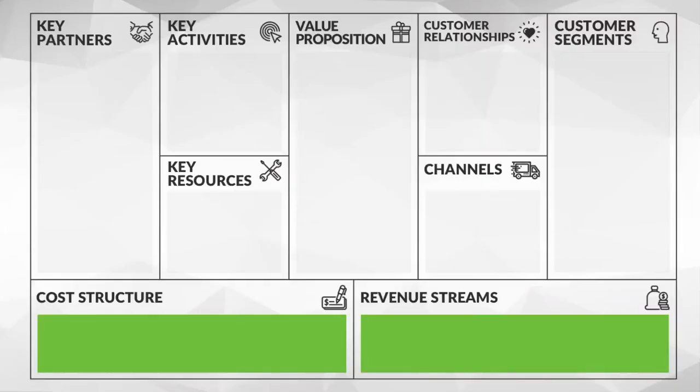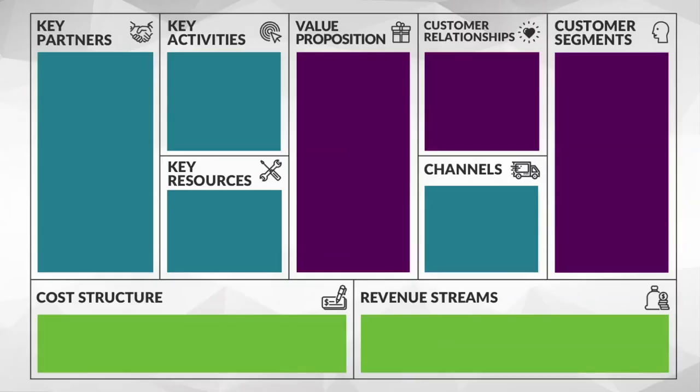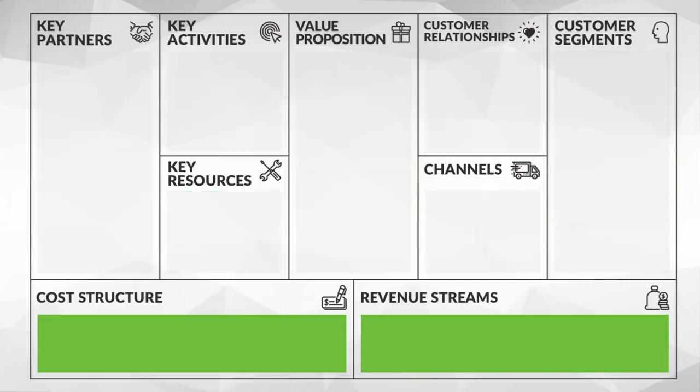As you have probably noticed, the business model canvas only focuses on revenues and costs and doesn't take into account capital employed. Remember that capital employed are the assets that you need to run your company, such as machines, trucks, and so on, as well as working capital. The business model canvas has initially been designed to create new ventures, in which you mainly focus on the break-even, that is, the difference between your revenues and your costs.